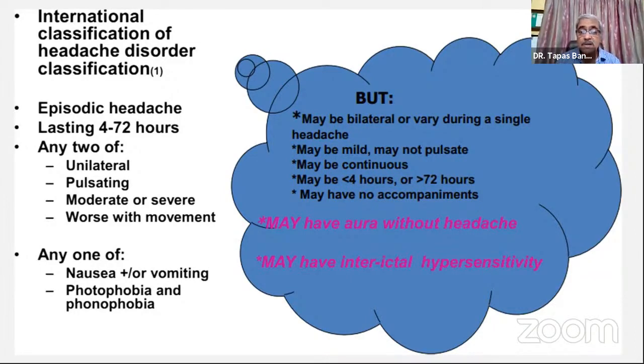And the headache duration may last from less than 4 hours to over 72 hours. There may not be any accompanying problem like nausea, vomiting, photophobia, or phonophobia. There may be aura without an accompanying or following headache, and there may be interictal hypersensitivity. In between the headache attacks, the patient will have tenderness of the scalp, and you have to distinguish other more serious disorders if it happens in an elderly person.